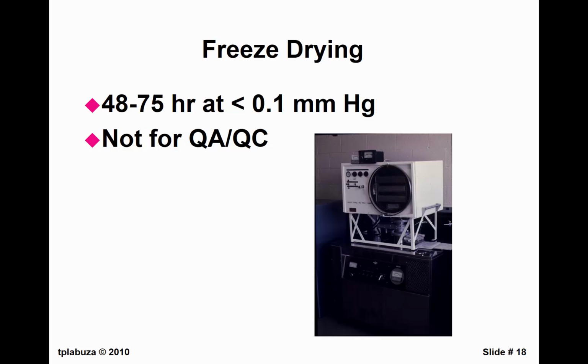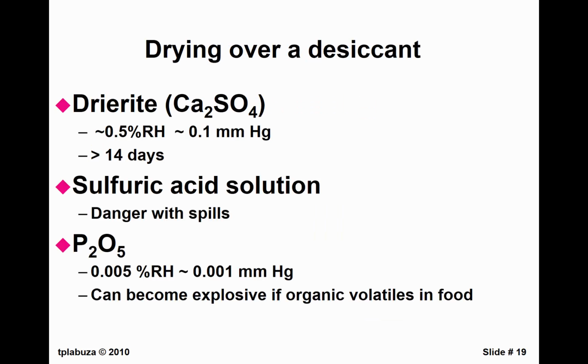So typically, if you wanted to dry food in a freeze dryer, it takes about 75 hours, about 3 days. You're not going to want that in a laboratory. Some people do it because they like this kind of instrument, but it's not very good. You can also dry over desiccant. So the desiccants that you see, like Drierite in the laboratory, calcium sulfate, it takes at least 14 days to do it. You put it in a chamber, put Drierite in the bottom, and just wait.